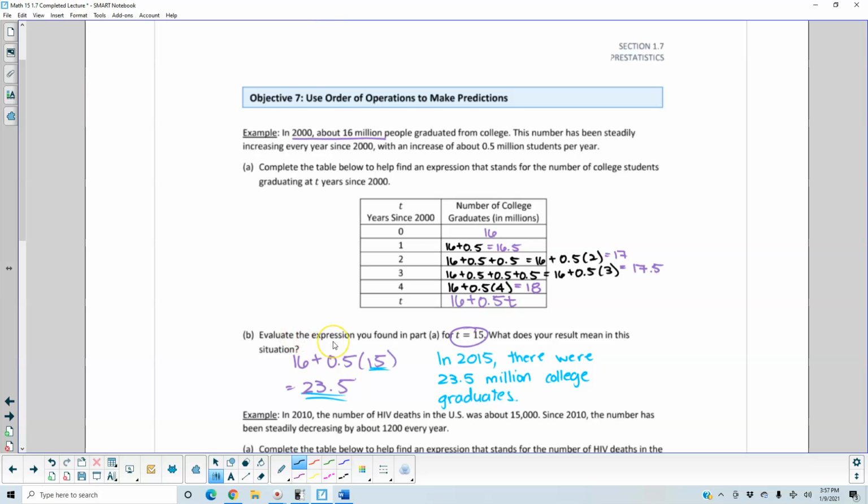We're going to evaluate the expression found in Part A for when T is equal to 15. And so what does the result mean in this situation? So we'd have 16 plus 0.5 times T, which is 15. So 15 times 0.5 plus 16 gives us 23.5. So 15 years, or 2000 plus 15, gives you 2015. So in the year 2015, there were 23.5 million college graduates.